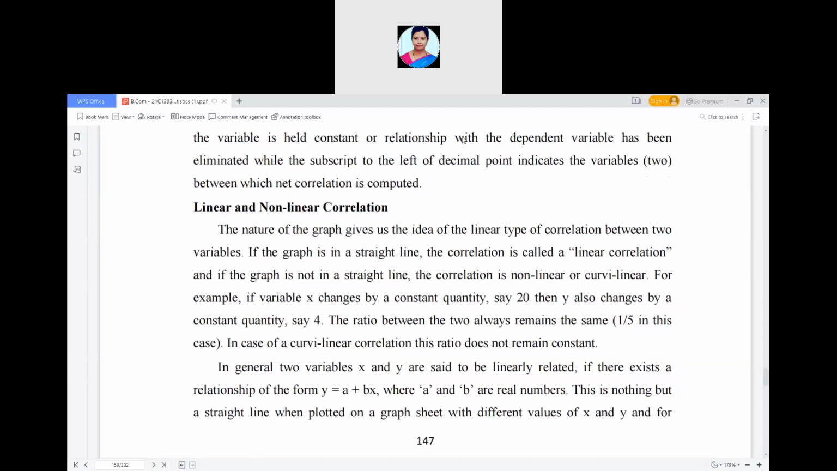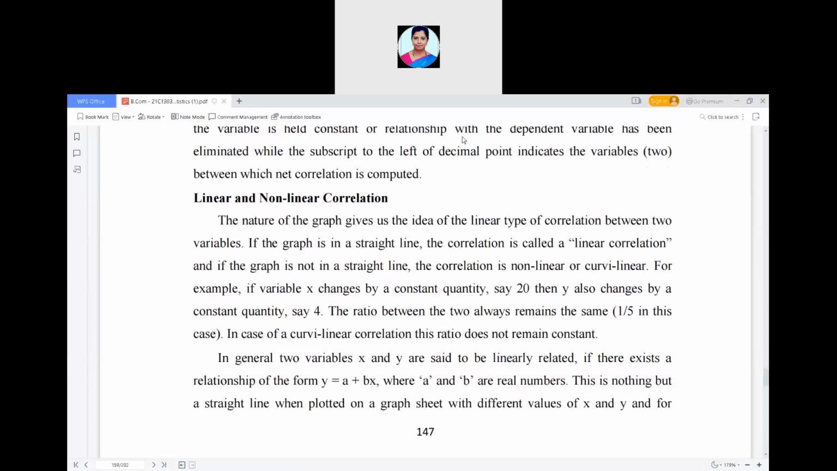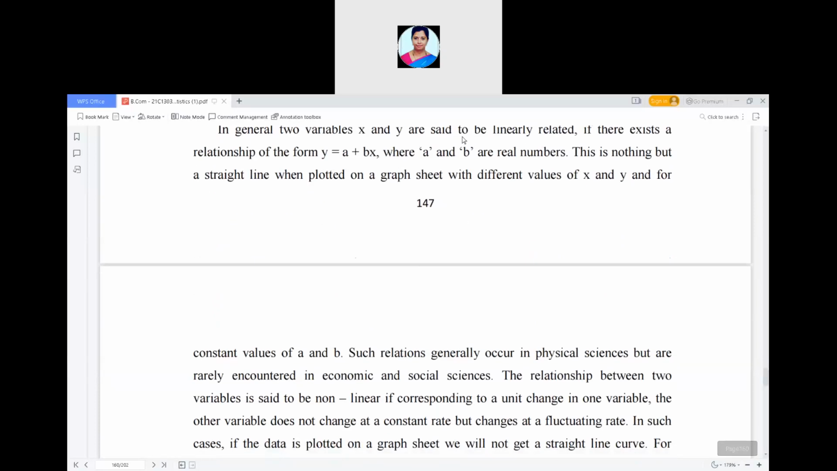For example, consider the variables x and y with the following values. Suppose x is taking the values 1, 3, 5, 7, 8 and y is taking 2, 6, 10, 14, 18. So the ratio of the change between the variables is the same.